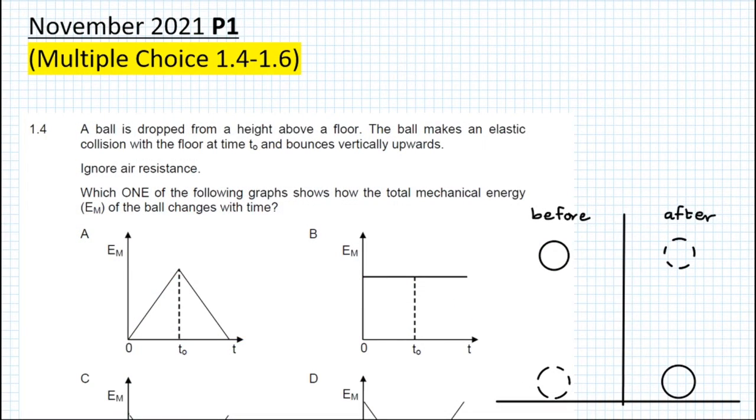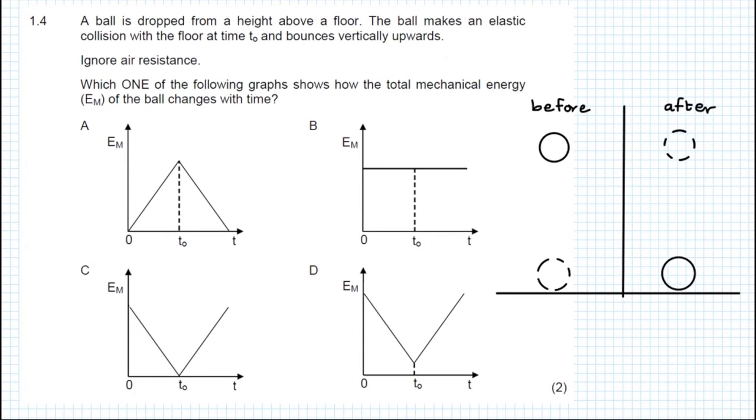In this video, we continue with the multiple choice section of the paper. We're going to look specifically at question 1.4 to 1.6. Question 1.4 says a ball is dropped from a height above a floor. If it is dropped, it means that its initial velocity is 0 meters per second.